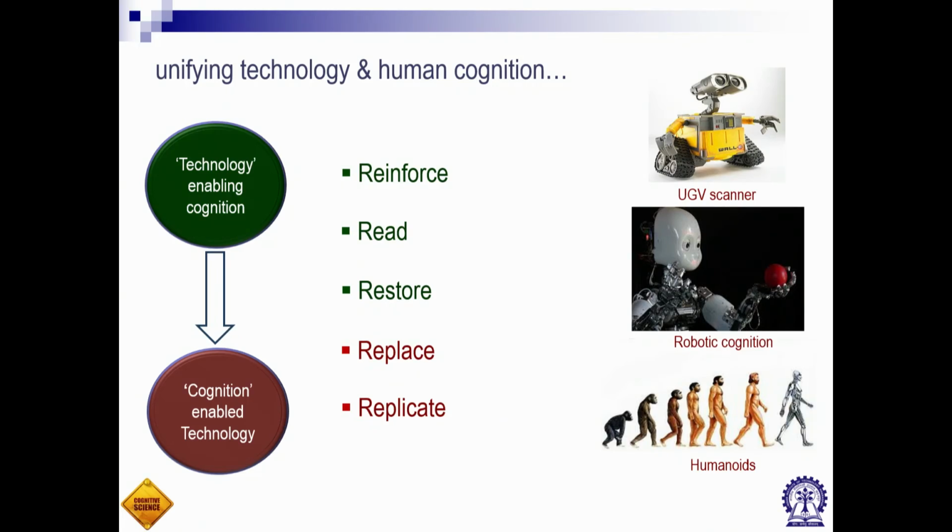We also want to replicate human capability, which is, can you have a UGV scanner which is fitted with certain sensors like this? Can we have robotic cognitions, and can we have humanoids? So, this is the roadmap we have created for ourselves in human cognition research. We want to read human capability, we want to reinforce human capability, we want to restore human capability, we want to replace human capability, and we want to replicate human capability. These are the challenges that we all have for tomorrow.